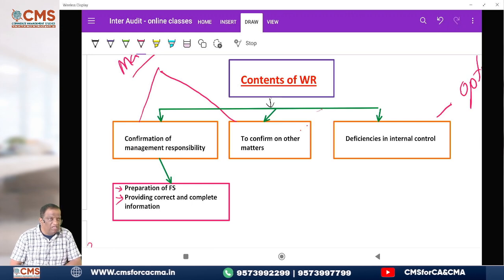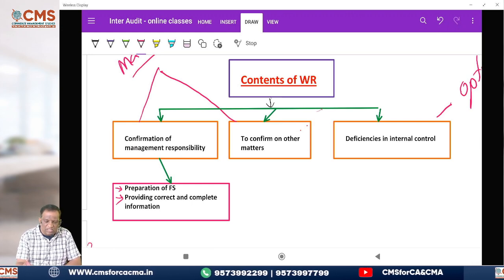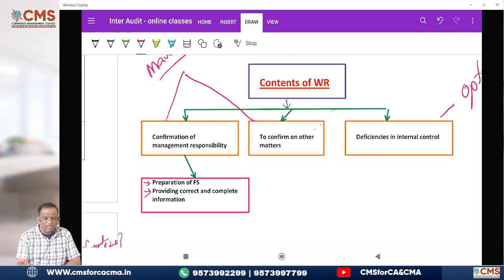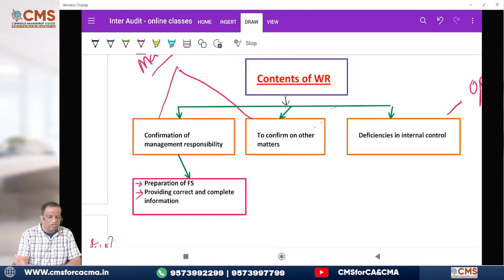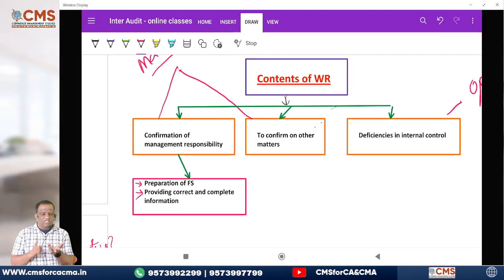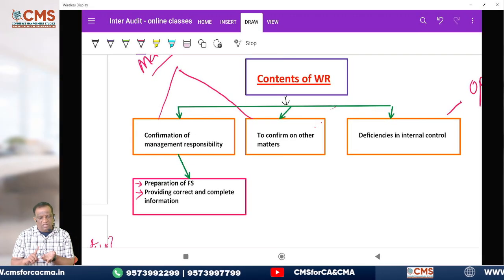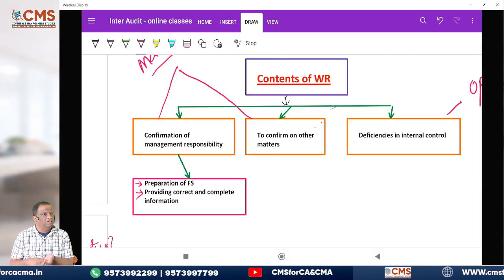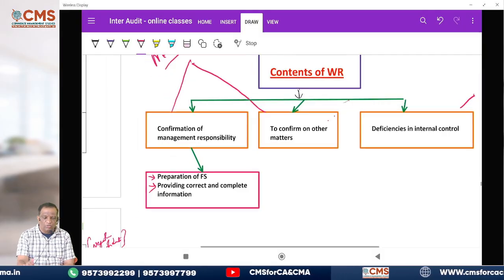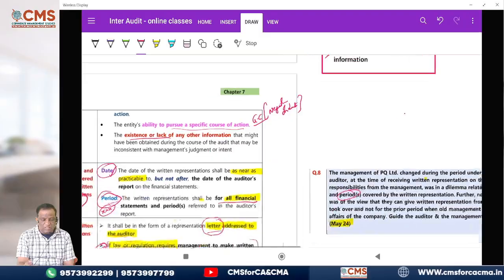So wherever there are deficiencies in internal control, you take a letter from them on whether they are significant or not significant. To cut it short, it's something you can just learn by heart and close it, and conceptually also it is clear. What are the contents? First, confirmation of management responsibility, then confirmation on other matters, and deficiencies in internal control. This is what the contents are.